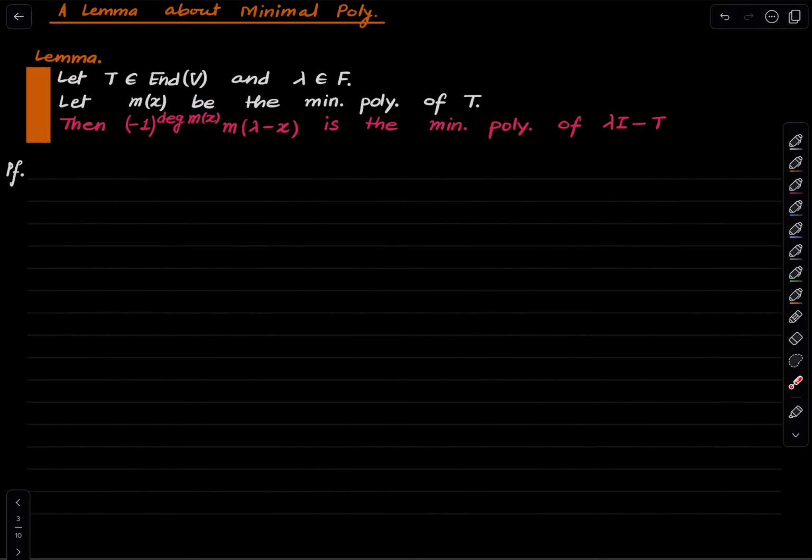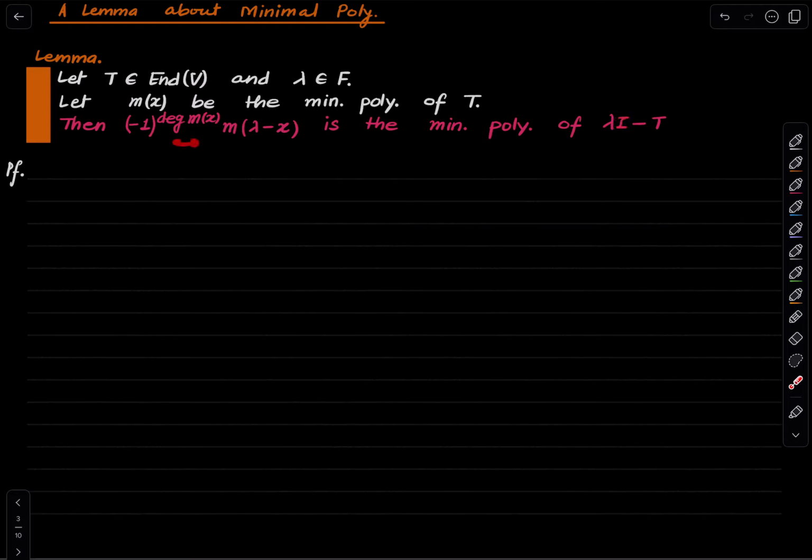Okay, so this is going to be the main lemma that we need to establish. Suppose we have an endomorphism T on a vector space V, and let's say lambda is in the base field, and m(x) is the minimal polynomial of T. Then this is the minimal polynomial of a kind of translated version of T. You're sort of translating T by lambda, because you can't translate an endomorphism with a scalar. You have to put the identity transformation, not the matrix.